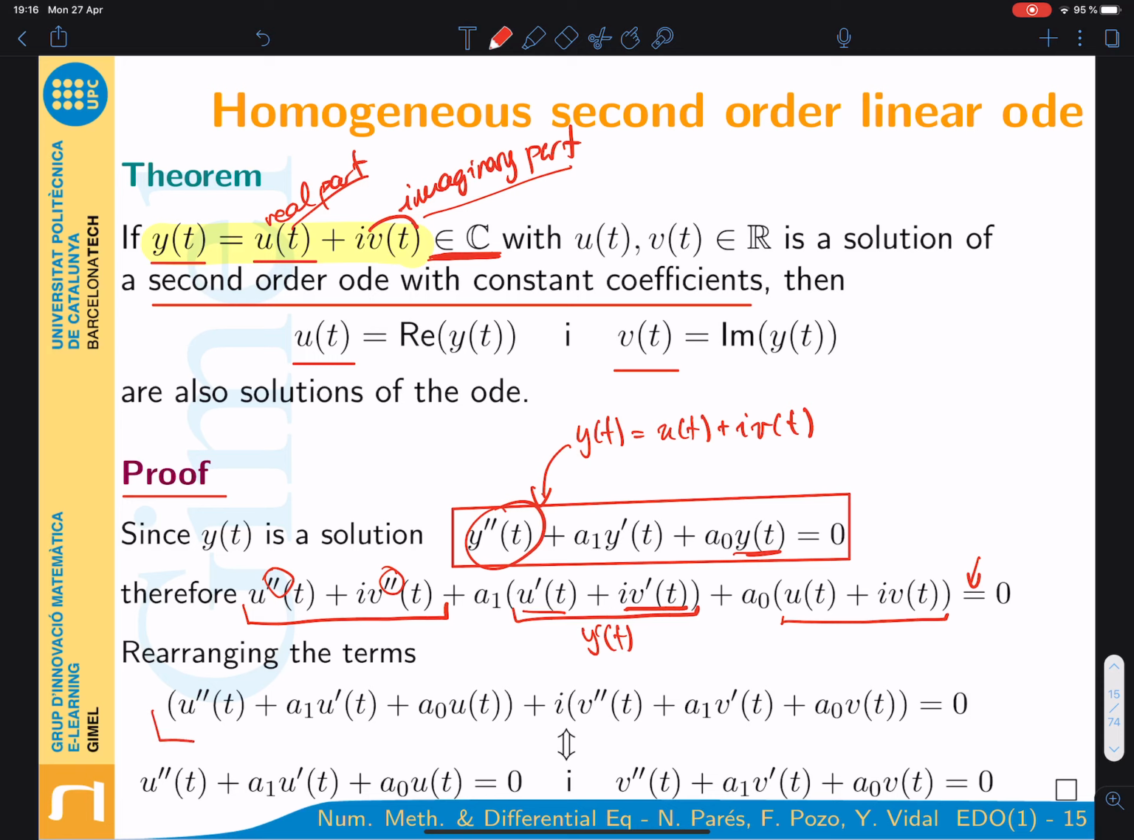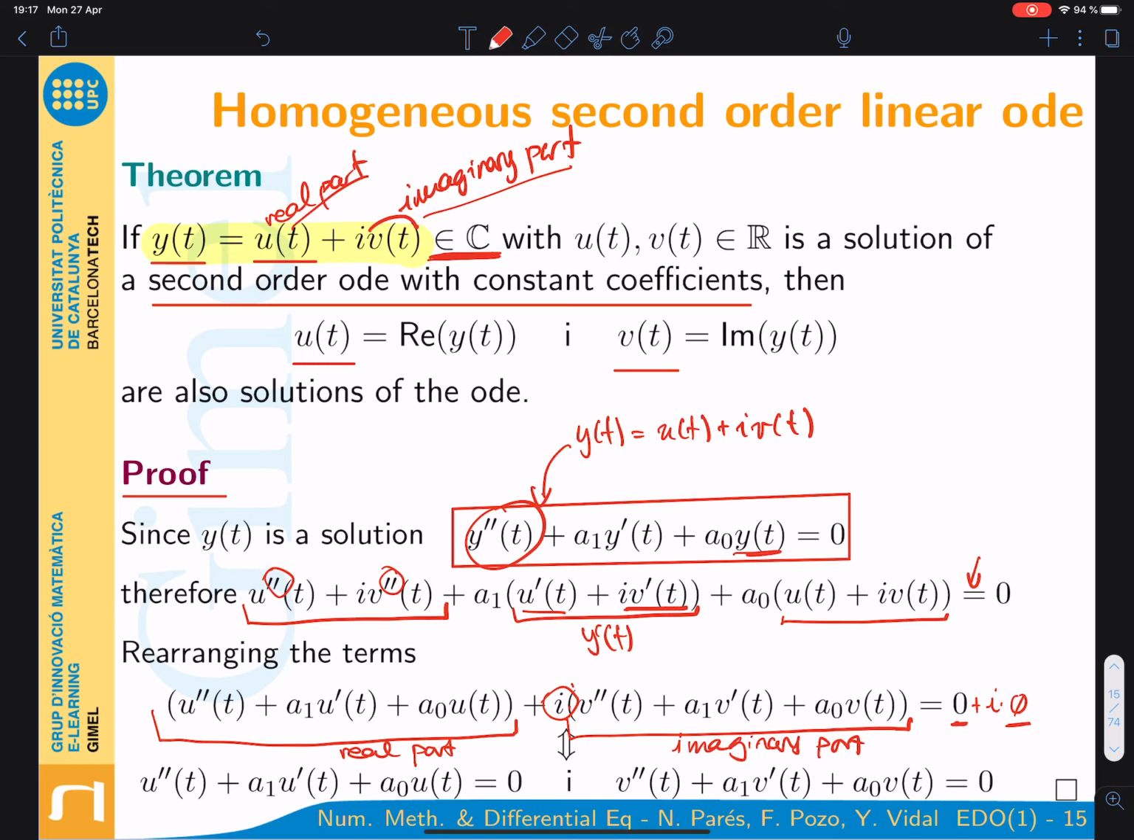I will put everything that depends on u here and everything that depends on v here, which happens also to separate the real part of the number and the imaginary part. Remember that the imaginary part is everything that multiplies i, the imaginary unit. Now we know that this is equal to 0. Well, 0 in the complex numbers could also be written like this: 0 plus i times 0. So it has a 0 real part and a 0 imaginary part.